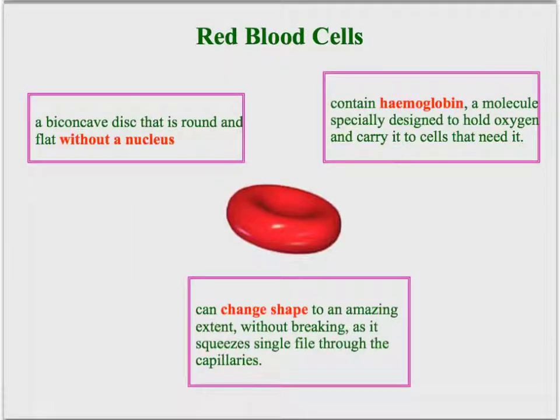Red blood cells can be described as looking disc-like. They're the only type of cell in your body without a nucleus. They contain a molecule called hemoglobin, which is just something that's able to hold oxygen and carry it to the cells until it's needed. And they're able to change shape, which helps when they're being squeezed through tiny capillaries.